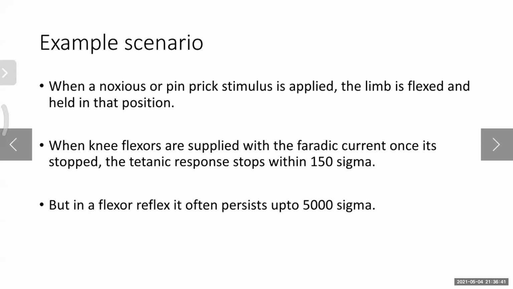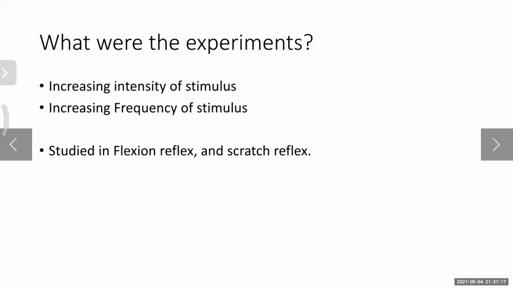Now, what he says is when I stimulated the knee flexors with a Faraday current, once the current is stopped, even the tetanic response, which comes because of a Faraday current, stops within 150 sigma, right? But he says that in a flexor reflex, it often persists up to 5,000 sigma duration. So we clearly see here he has measured it, and that shows the clear difference between that of a nerve conduction and that of a reflex, right?